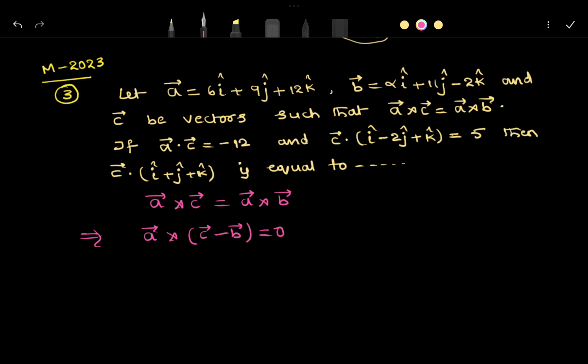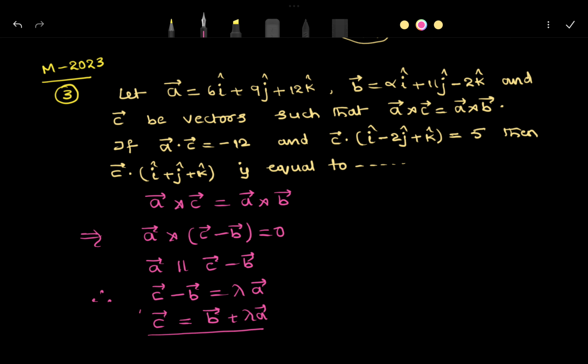So another way: the cross product of two vectors is 0 means the two vectors are parallel. So A bar is parallel to C bar minus B bar. If two vectors are parallel, one vector is equal to a scalar times the other vector. So from this you can write C bar is equal to B bar plus lambda times A bar.